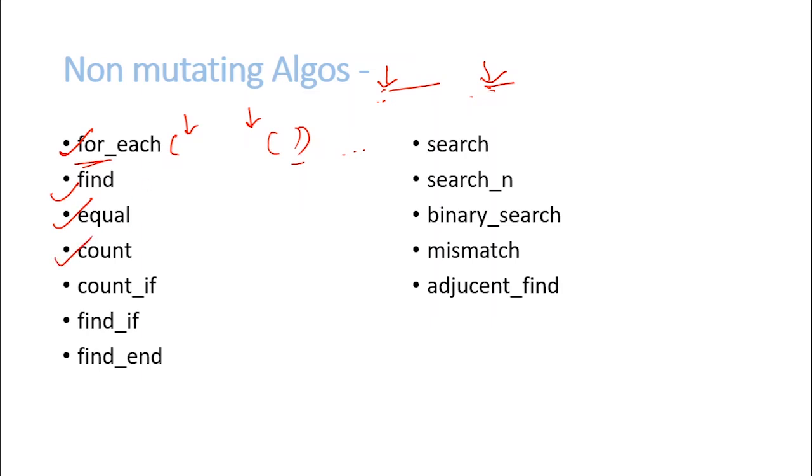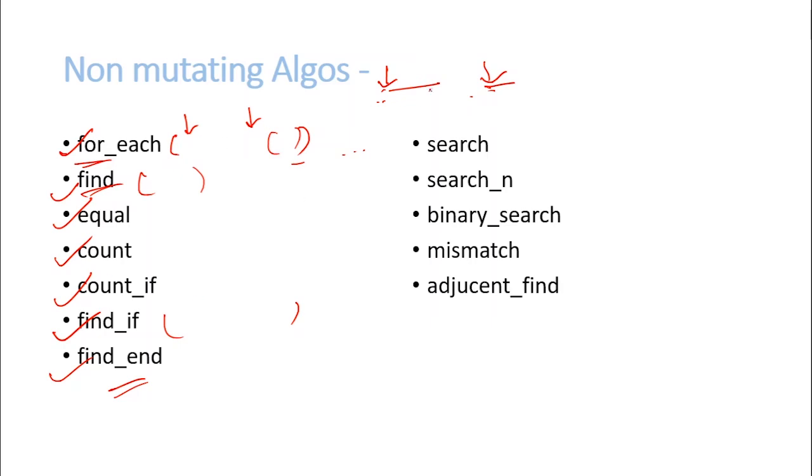The next one is count. Suppose you want to find the count of a value inside a range, and this is where count comes into play. It gives the number of the elements that are present in that sequence and are matching that data. Count if takes a condition and gives the number of the elements that match that condition. Of course, I think you understand what find if does. Rather than finding a value, it finds based on a condition. And where find finds the first occurrence, find end finds the last occurrence.